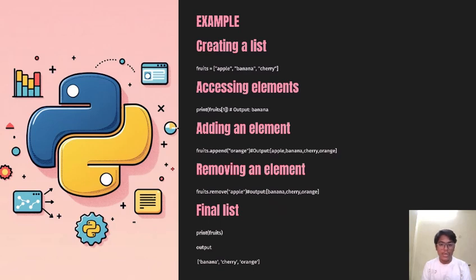Final list. Print fruits. We got the list here. After all the accessing, adding, and removing, we got the final output.